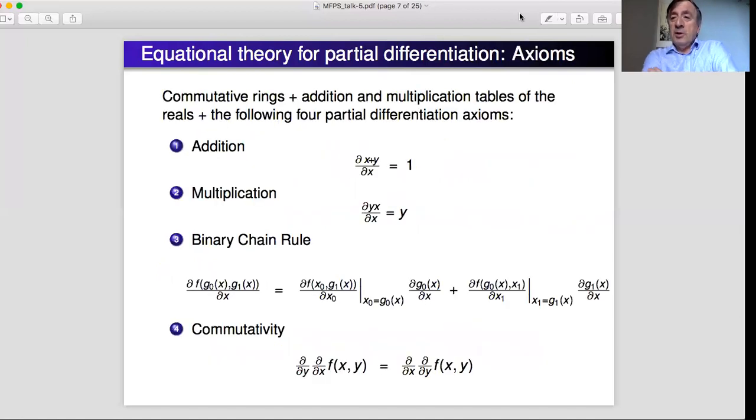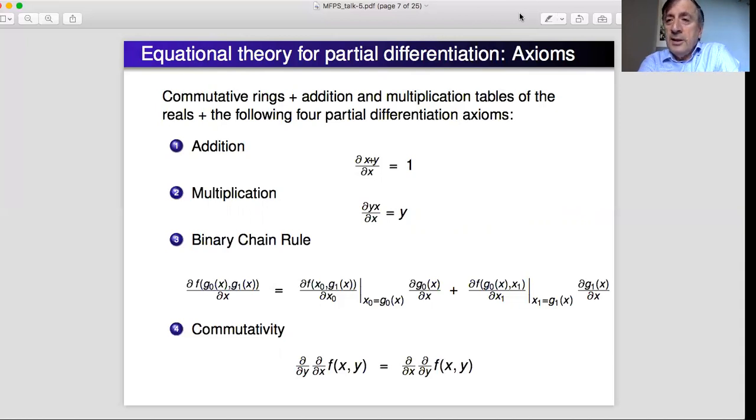Okay, so what are the axioms going to be now? We've got the formal system. We're going to have 4 axioms. Well, apart from obvious axioms of commutative rings and addition and multiplication tables of the reals, the first 2 just tell you how to differentiate a plus and times, which we all know how to do. The last one just tells you that it doesn't matter what order you do partial derivatives in, dx by dy is the same as dy by dx.